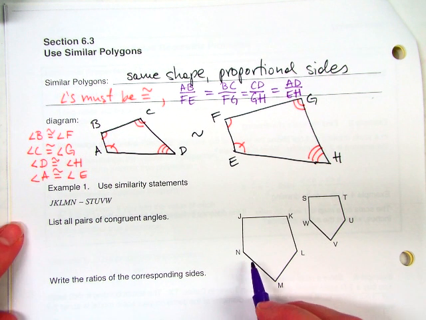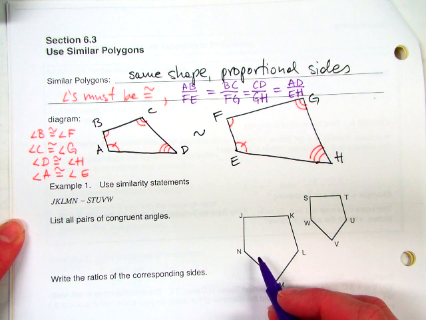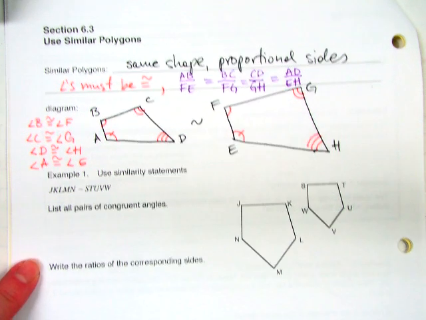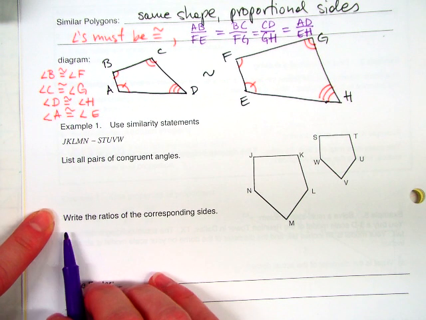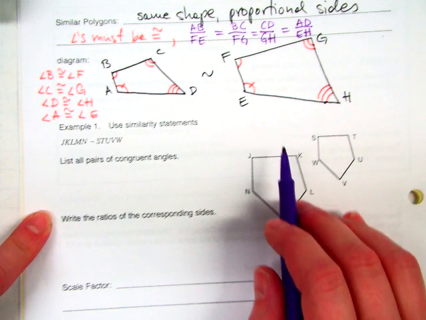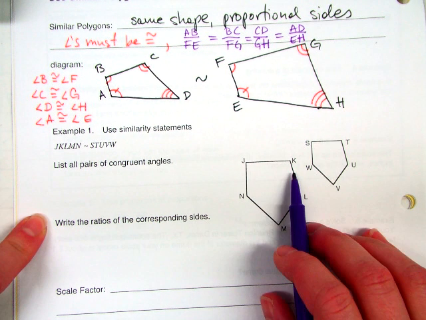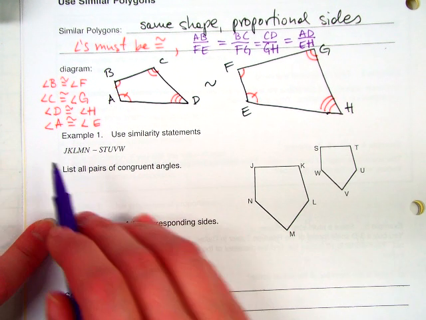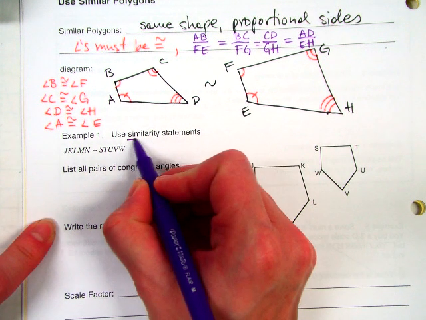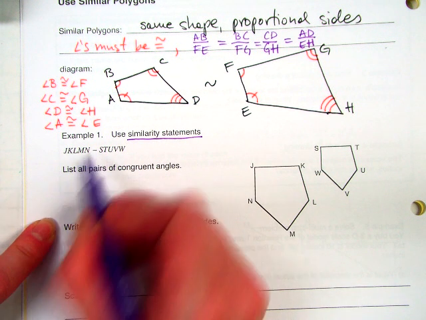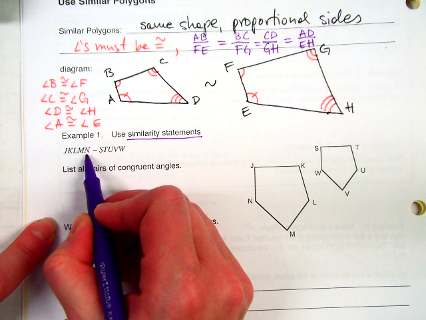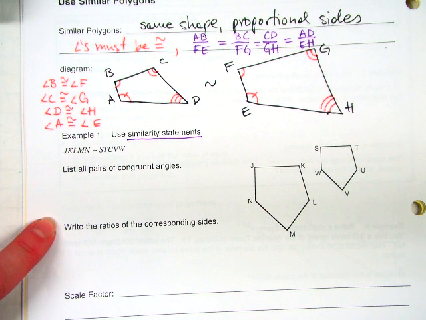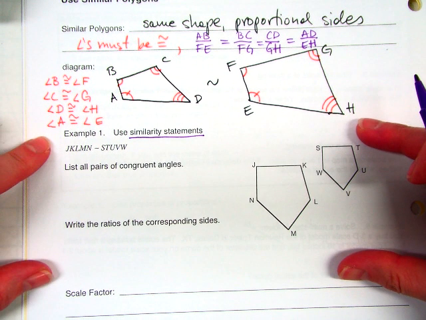In the next example, what I would like you guys to do on your own is list the pairs of congruent angles and then write the ratio of corresponding sides. So basically, you're listing all of the corresponding sides, JK over ST, KL over TU, and so on, going around this pentagon. This is called a similarity statement, and it tells you, with the little similarity symbol, that JKLMN is similar to STUVW. So why don't you pause the video now and please finish example 1.